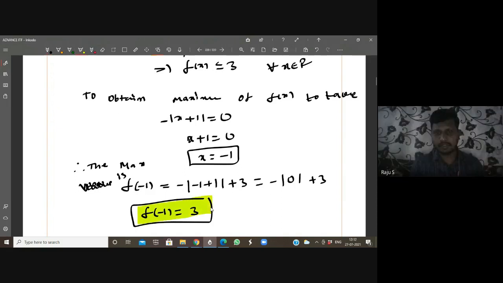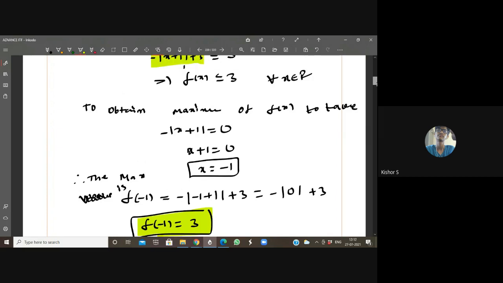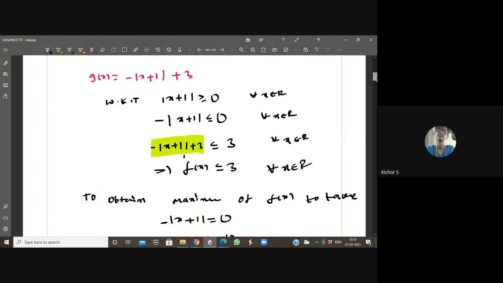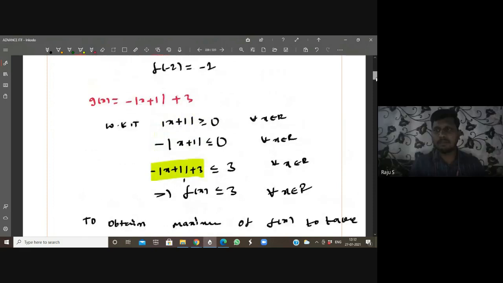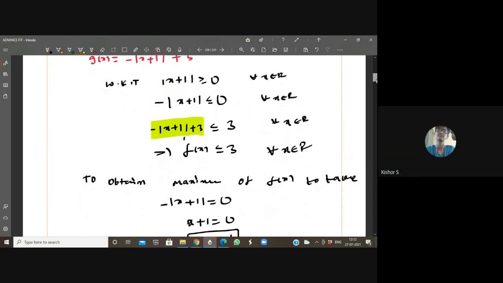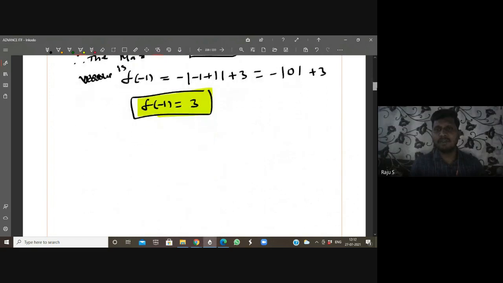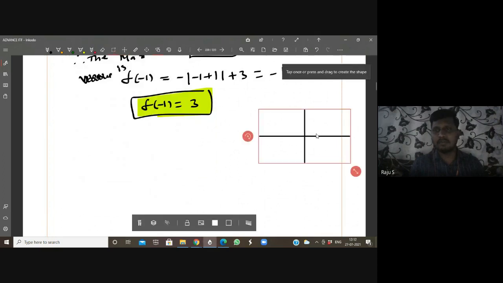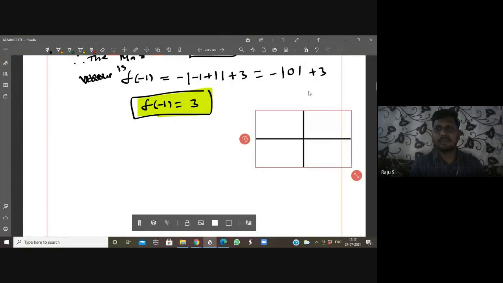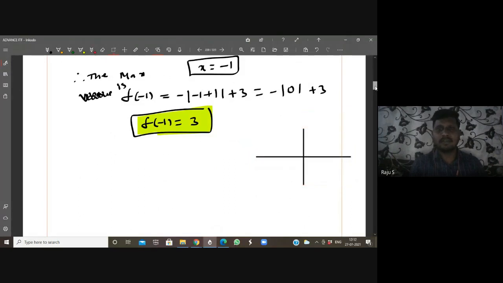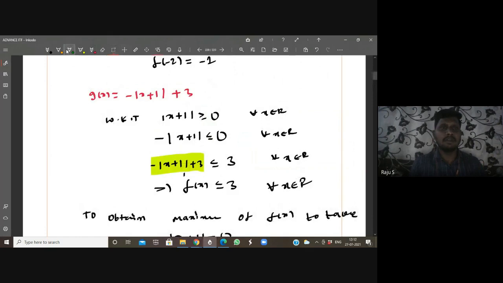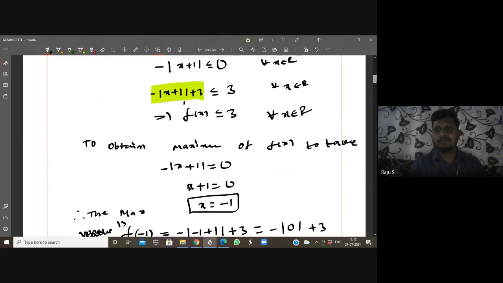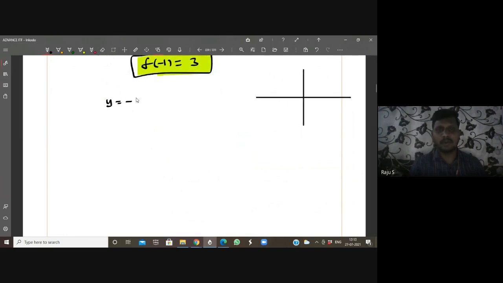Sir, in the graph, is -1 the x coordinate? You're asking about a graphical representation. So when we see the graphical representation here, graph is not required, but see, this f of x in the sense y. G of x or f of x means it is equating to y. So to draw the graph, y is equal to minus of modulus x plus 1 plus 3. Fine.